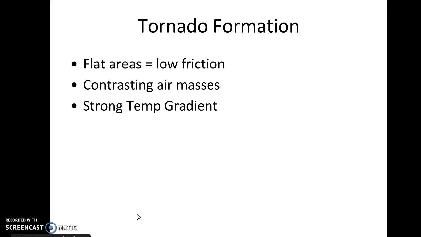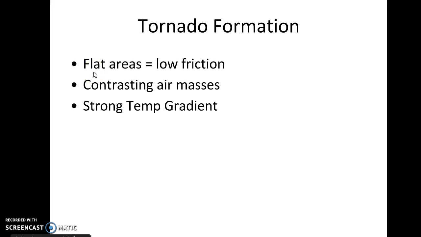So in order to form a tornado, we have to have a flat area where there's low friction. We also have to have contrasting air masses, or essentially a strong temperature gradient. So there's a few things going on here. We have more tornadoes than anywhere else in the world. In fact, tornadoes are so commonplace that we hear about them on the news, and we usually don't think too much of it. I mean, we feel bad for the people, but it's a pretty common thing. You hear about it on the news pretty often.